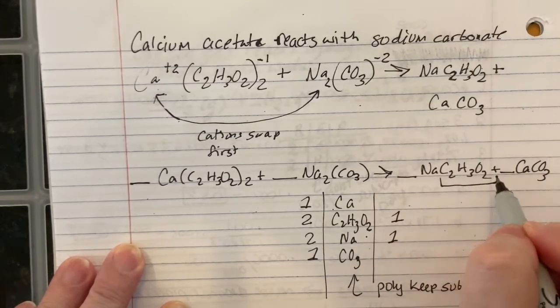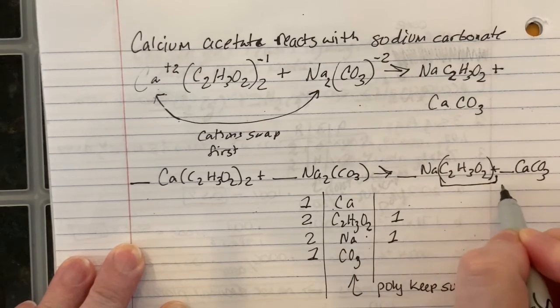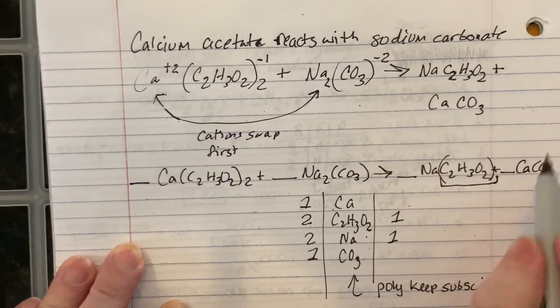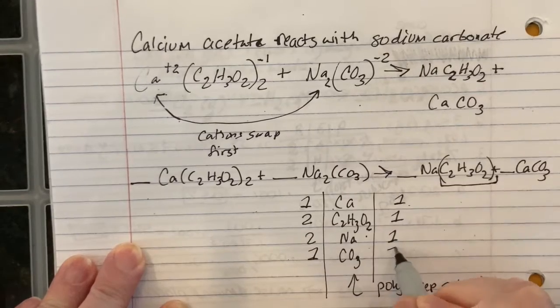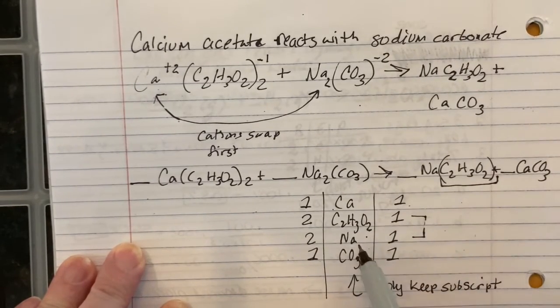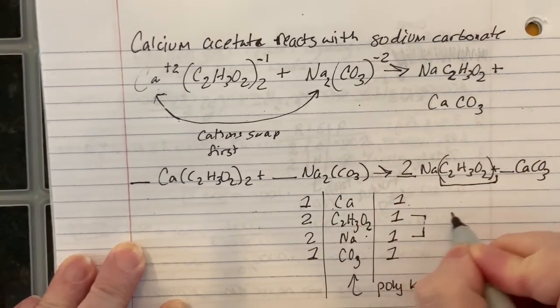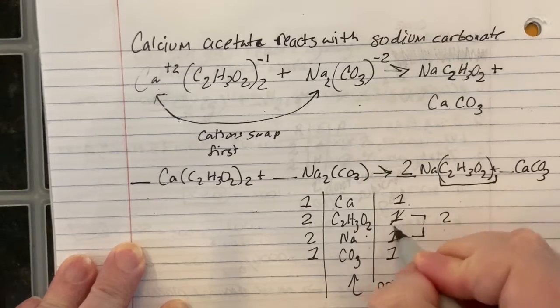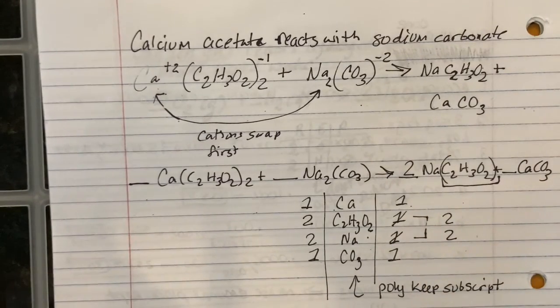Remember, that's in the force field. If I were to write parentheses, there would be a 1 outside of it. Calcium 1, carbonate 1. So we can see from here that both the sodium and the acetate need 2. That's just a 2 right there. And we're balanced.